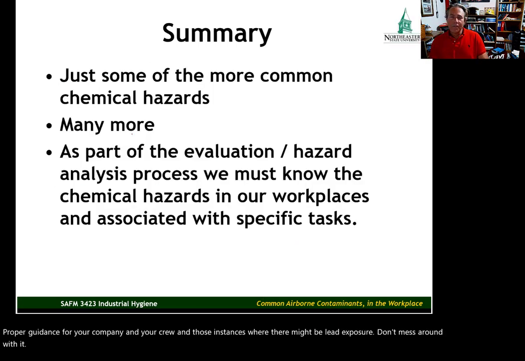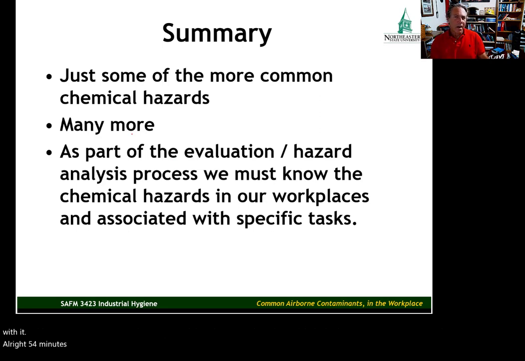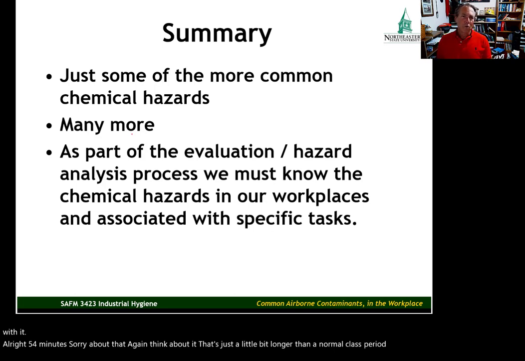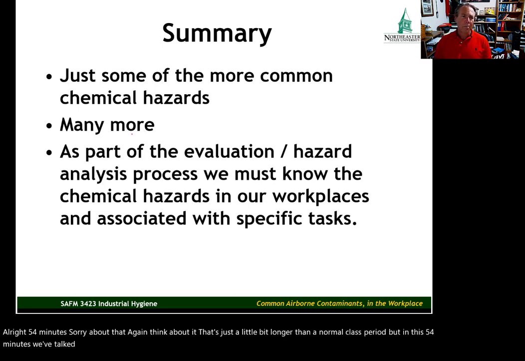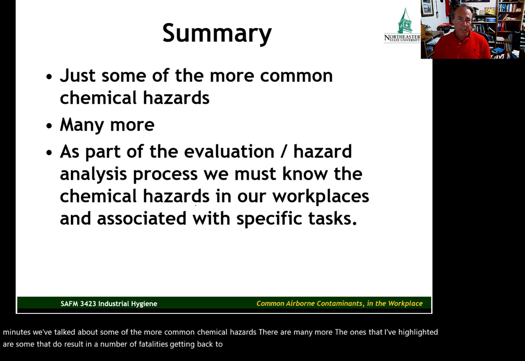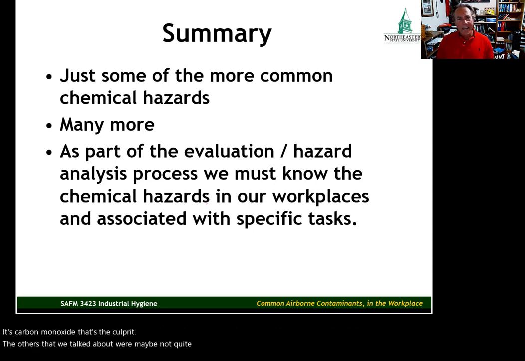All right, 54 minutes. Sorry about that. Again, think about it. That's just a little bit longer than a normal class period. But in this 54 minutes, we've talked about some of the more common chemical hazards. There are many more. The ones that I've highlighted are some that do result in a number of fatalities. Again, back to carbon monoxide. 44% of acute chemical exposure fatalities, it's carbon monoxide. That's the culprit. The others that we talked about were maybe not quite as deadly in terms of the number of fatalities, but they're common and they do have serious health effects.